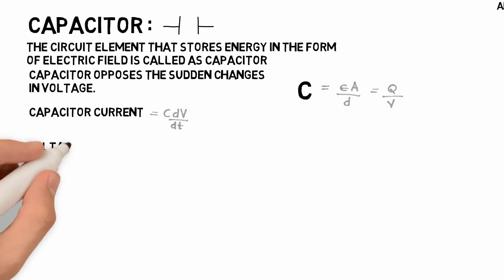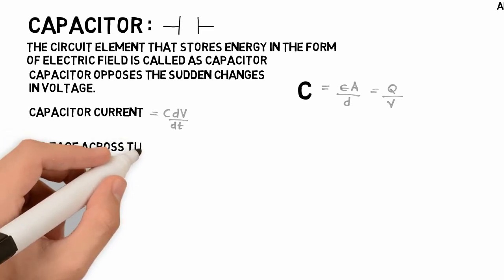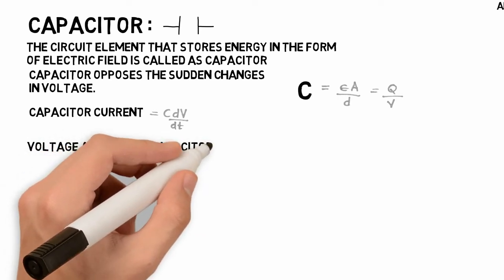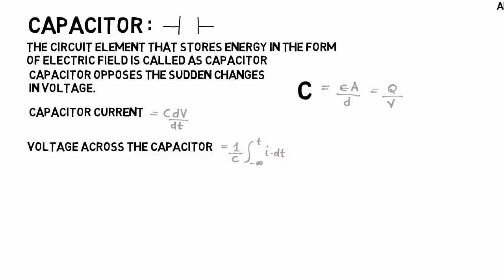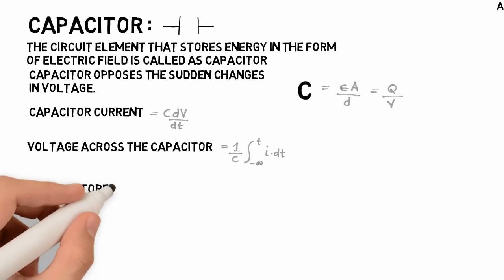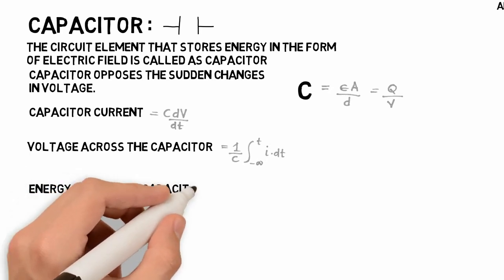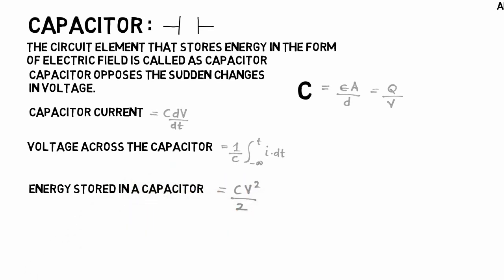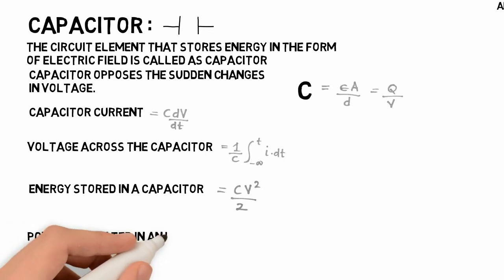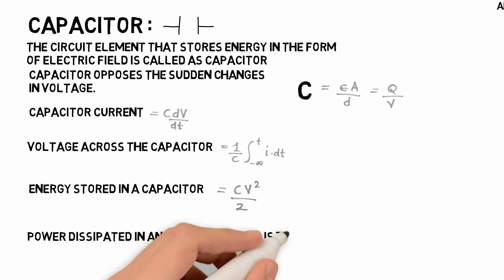Voltage across the capacitor is 1 by C integral from minus infinity to t of i dt, where i is the capacitor current. Energy stored in a capacitor is equal to C V square by 2. Like an ideal inductor, an ideal capacitor does not dissipate energy.